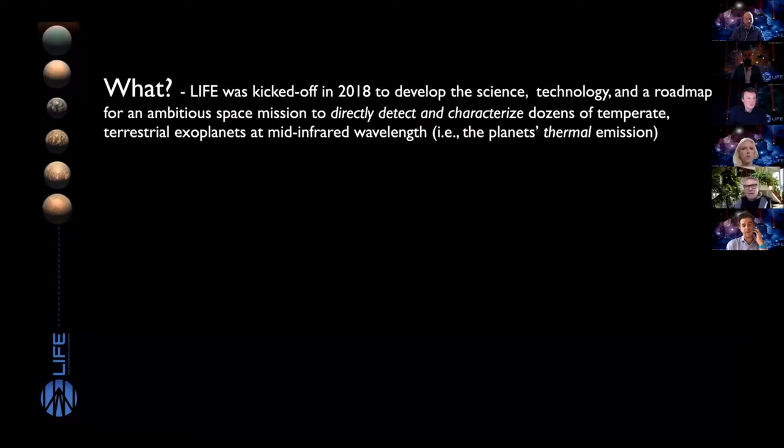So officially, LIFE was sort of kicked off in 2018. And the goal is really to develop the science, the technology, and a roadmap for this ambitious space mission that has the goal of directly detecting and characterizing dozens of temperate terrestrial exoplanets. And it's really about direct detection, so it's not a transit mission. This is very important because sometimes we get this question. And it's very important to emphasize that this is a mid-infrared mission. So we are really aiming at detecting the planet's thermal emissions. So it's not in reflected light. So this is the grand goal of this whole initiative.